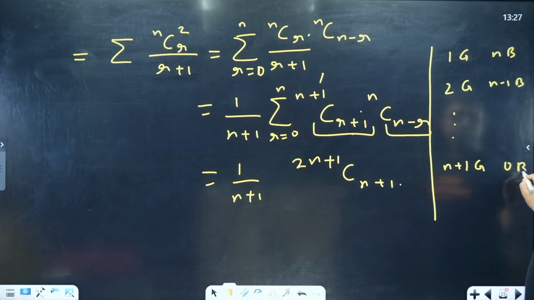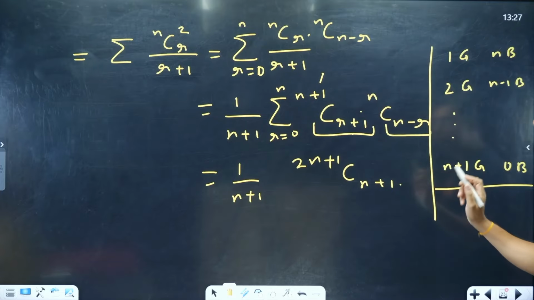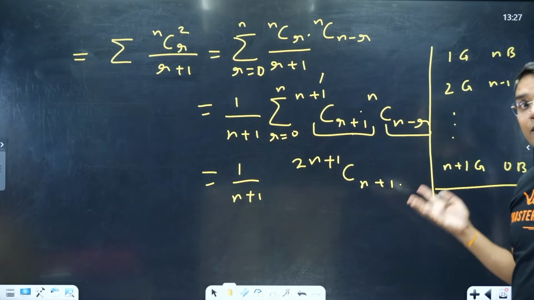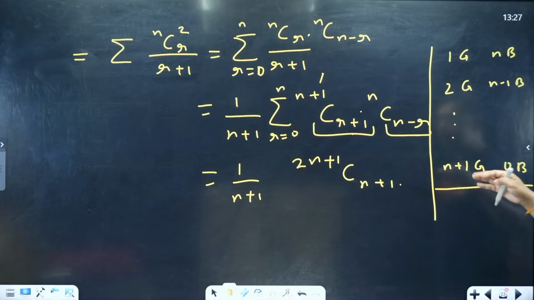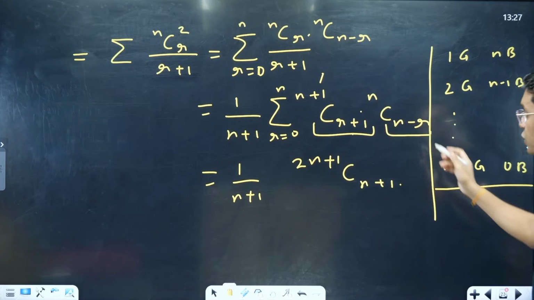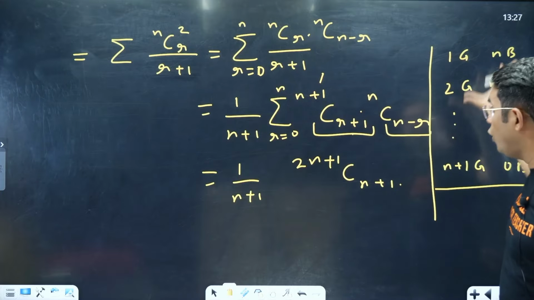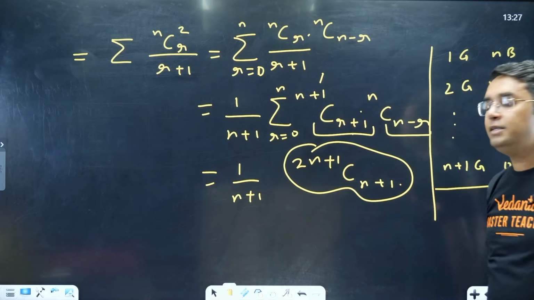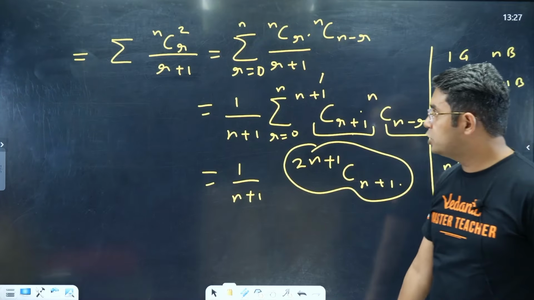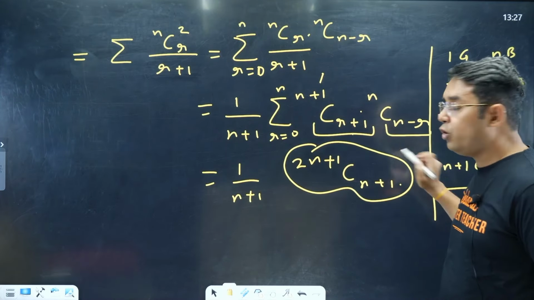and that will be 0 boys. So you can see, if you are going to select n plus 1 persons out of 2n plus 1, that is the only possibility, because at least one girl has to be there. So this summation, because it is considering all possible cases, will become equal to 2n plus 1 C n plus 1. So this is how this can be done.